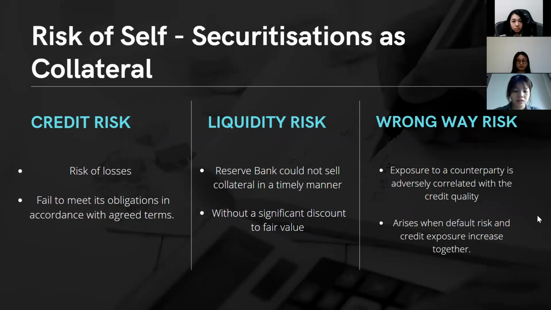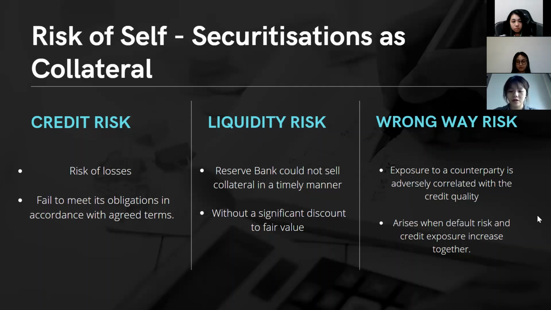The first one is credit risk, which is the risk of losses if a counterparty fails to meet its obligation in accordance with agreed terms. Next is liquidity risk. Liquidity risk is that the Reserve Bank could not sell the collateral in a timely manner and without a significant discount to fair value.